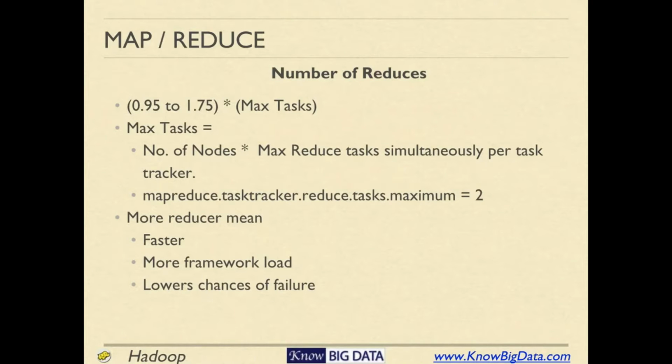Please note that if you have many reducers, your overall process will be faster, but there will be more framework load, and the chances of failure will be lower. Also please note that more reducers means more output files.